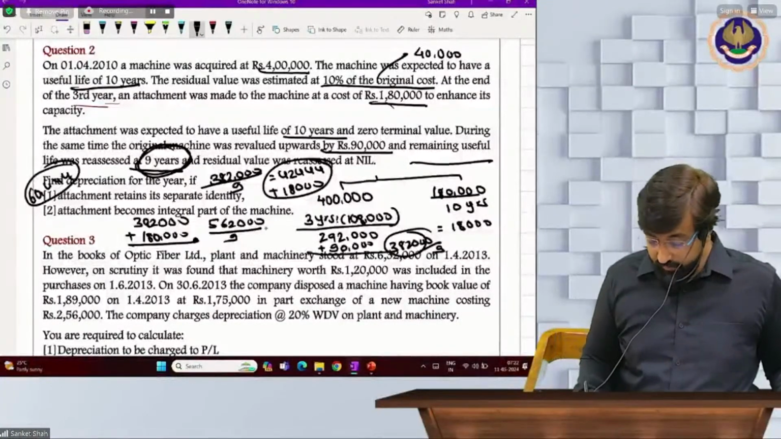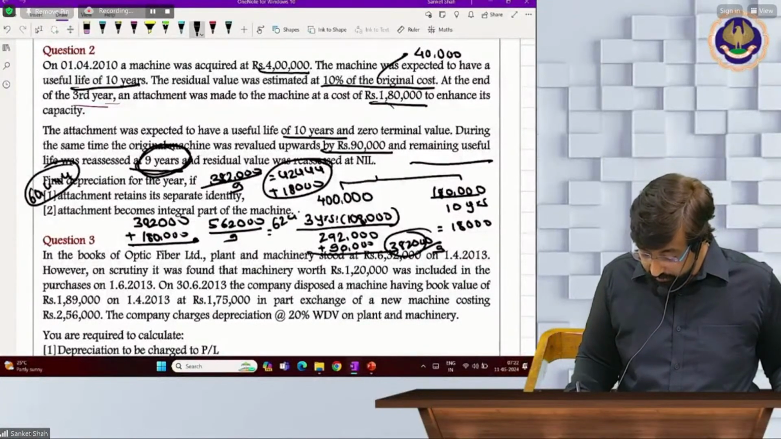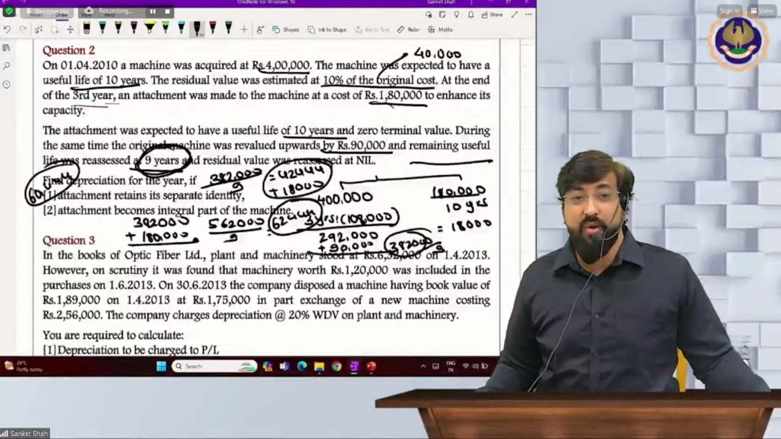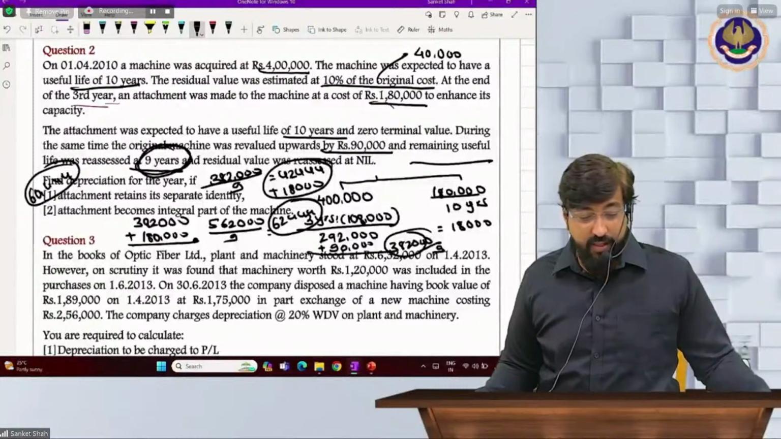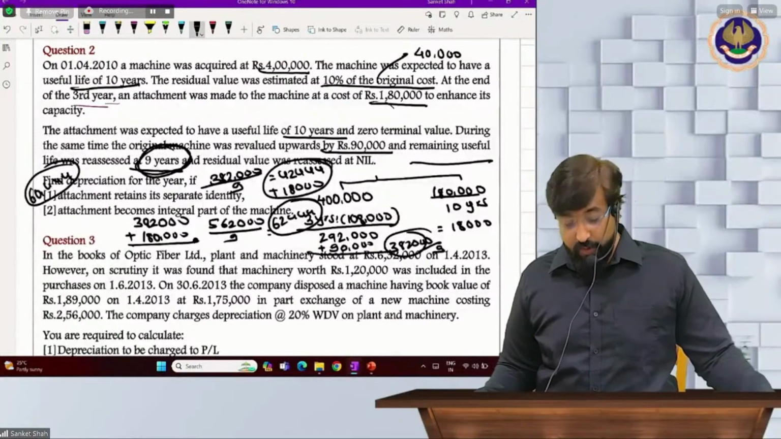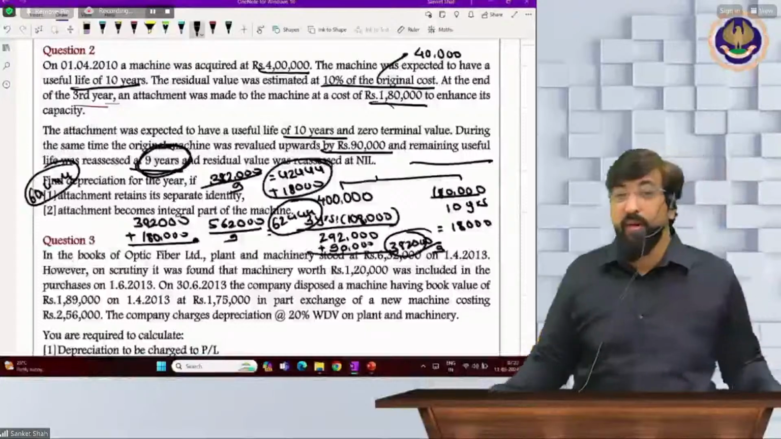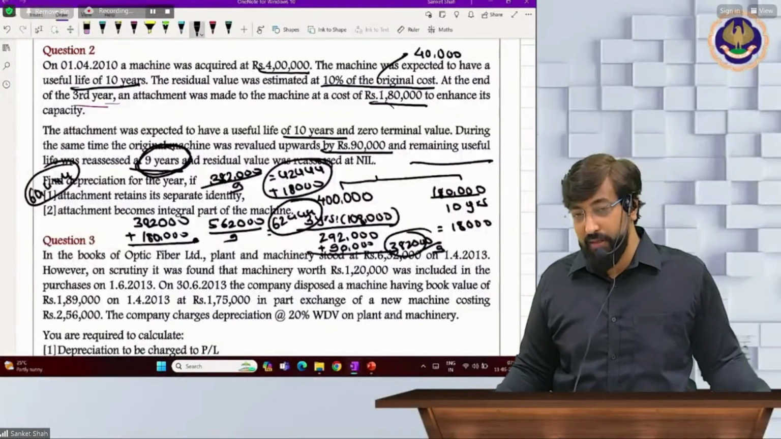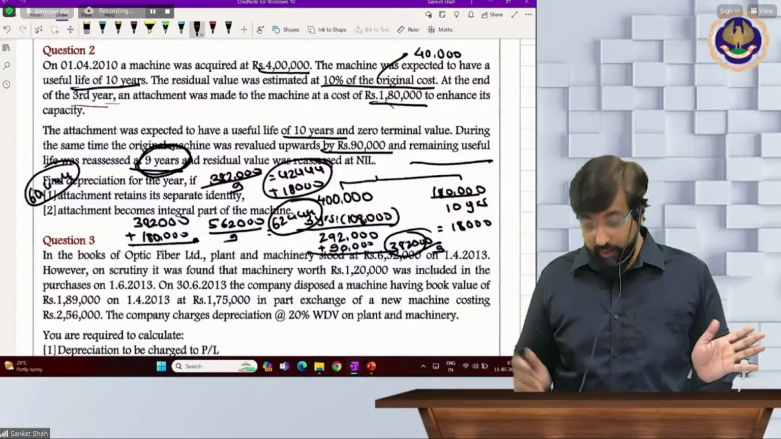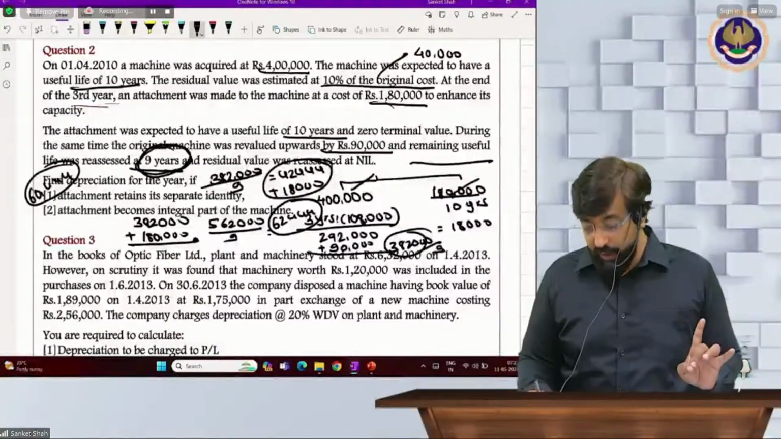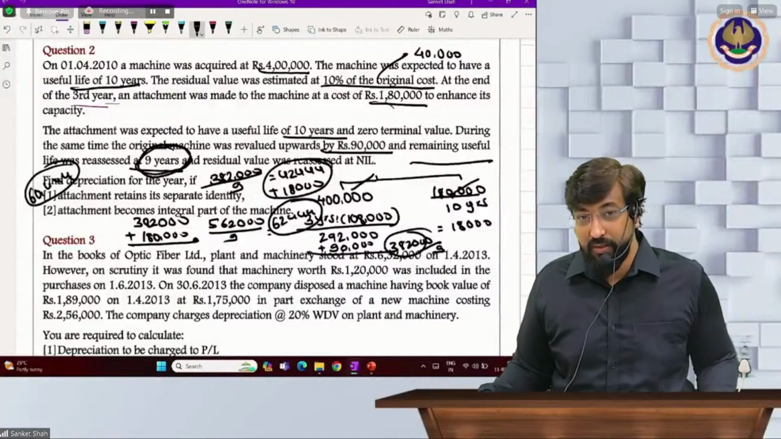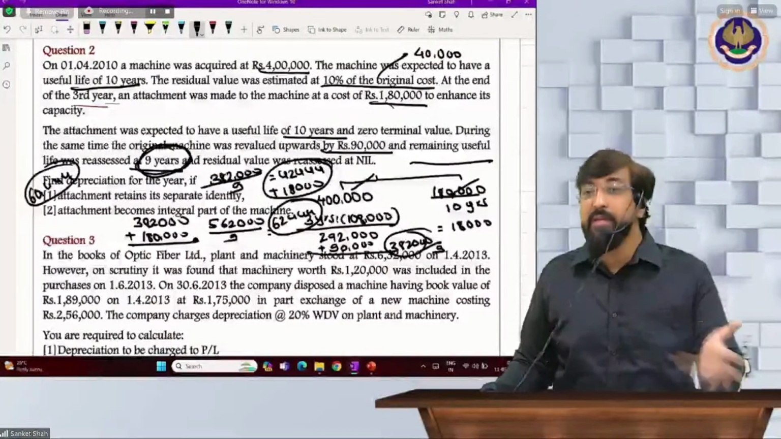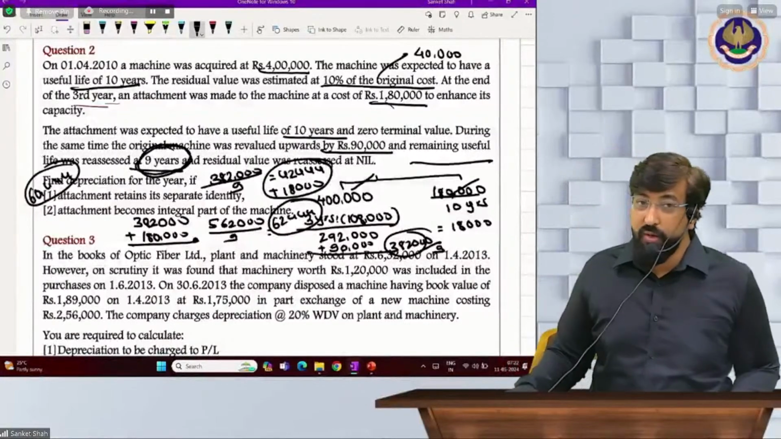What is the answer? In the second case, 62,444. In the first case, 60,444. And in the second case, 62,444. Because if the attachment is an integral part of the machine, in that case you will consider a total life of 9 years. You won't consider two different accountings. Here it is 9 years for the original part, and for the additional part, it is 10 years. But in the second situation, the total life is 9 years. So you got the difference?